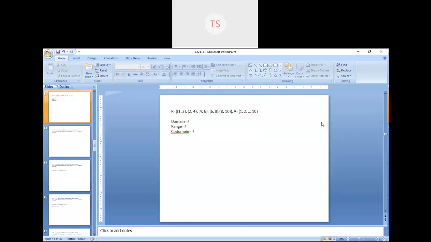1, 2, 4, 1, 2, 6, 8. 4, 6 and 8. Now what is the range? 3, 4, 6, 8, 10. 3, 4, 6, 8 and 10. Now what is the codomain?